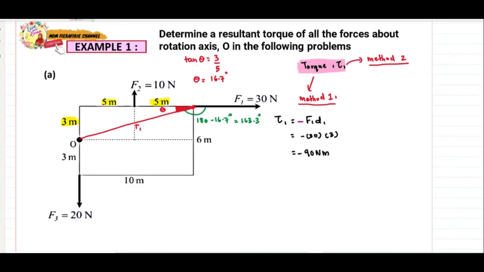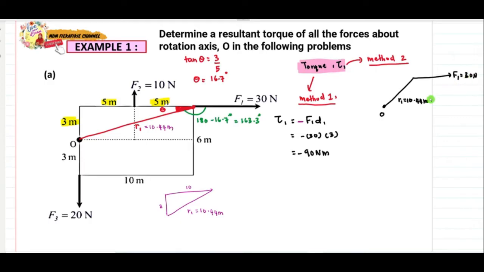Boleh. So sekarang kita nak cari R1 pula. So R1 is the hypotenuse of the triangle. So kalau kita lukis dekat sini, this is 3 and this is 10 meter. So ini adalah R1. Awak cuba kira hypotenuse, you akan dapat 10.44 meter. So for the second method, kalau saya lukis semula, this is the pivot point O, and this is R1, which is equal to 10.44 meter, and this is F1.